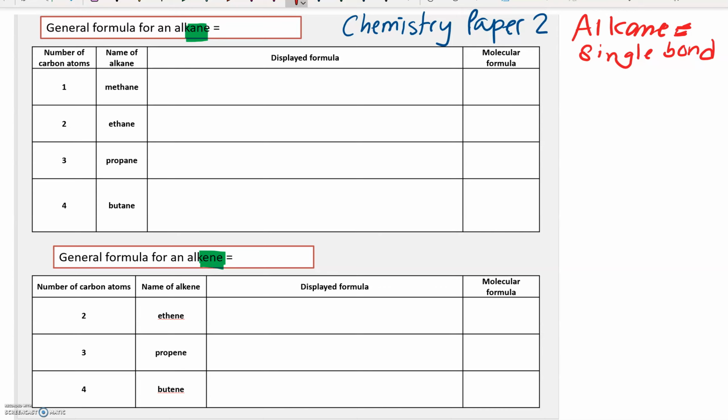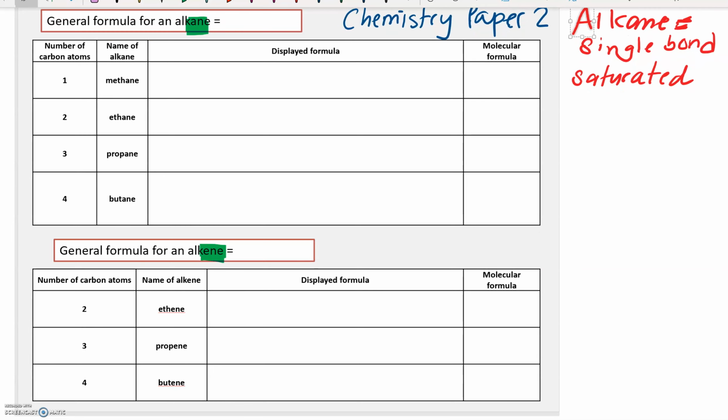They also are saturated. And the word saturated means that all the carbon bonds are full and you can't attach any more hydrogens or any other functional groups to it. And we're going to look at how they don't undergo any reactions either, and why.